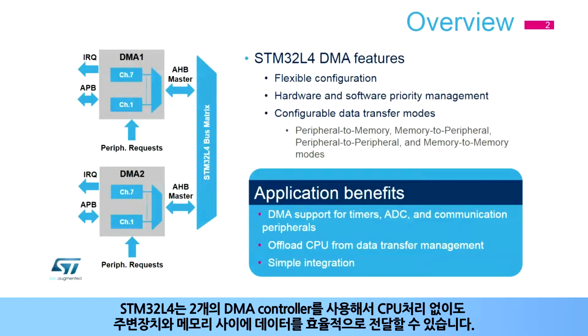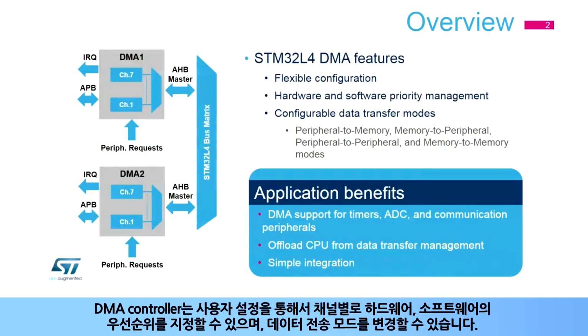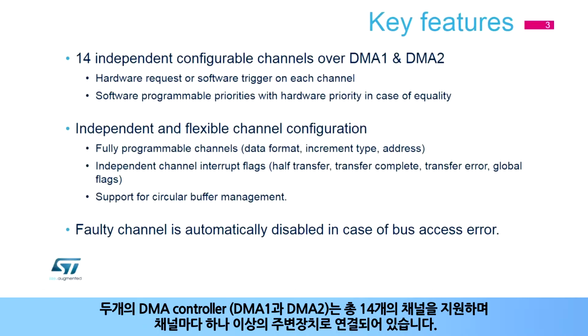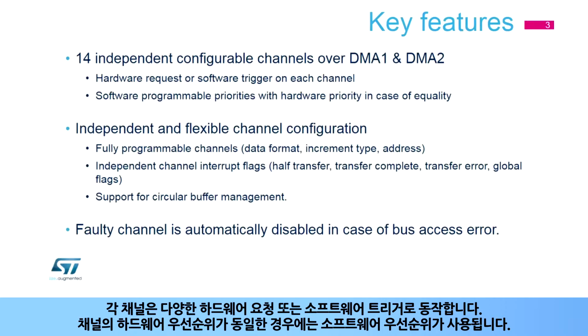on the CPU. The DMA controllers are fully configurable and manage hardware and software priorities between channels as well as data transfer modes. The two DMA controllers, DMA1 and DMA2, have 14 channels in total, each dedicated to managing memory access requests from one or more peripherals. Each channel has flexible hardware requests or software trigger. The channel software priority is programmable, and a hardware priority is used in case of equality.